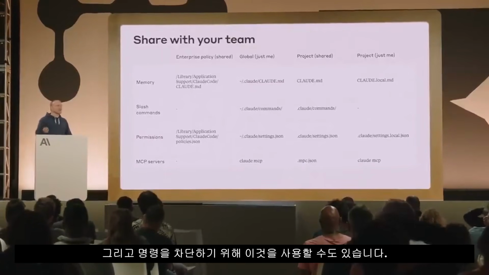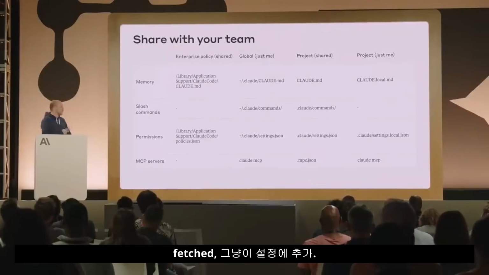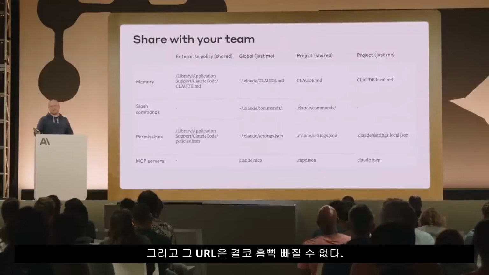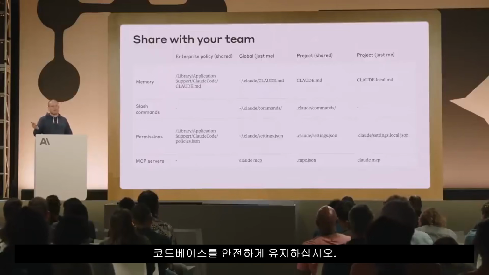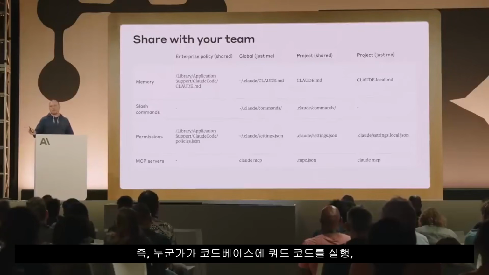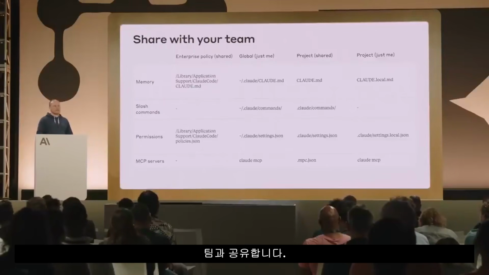And you can also use this to block commands. For example, let's say there's a URL that should never be fetched. Just add it to this config, and that'll make it so an employee cannot override it, and that URL can never be fetched. So it's pretty convenient both to unblock people and also just to keep your code base safe. And then same thing for MCP servers. Have an MCP JSON file, check it into the code base. That way, anytime someone runs Claude Code in your code base, they'll be prompted to install the MCP servers and share it with the team.